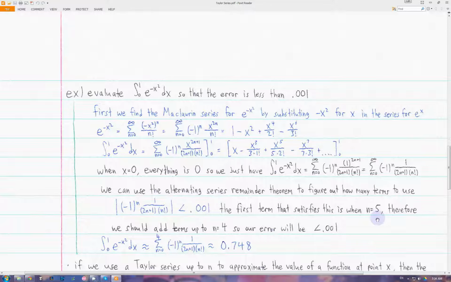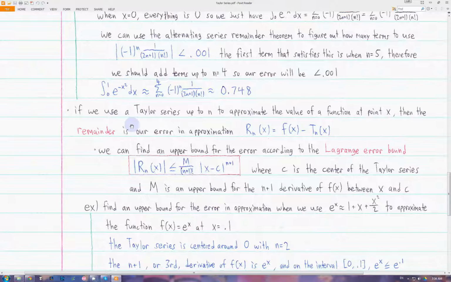So then we should use 5 minus 1, or n equals 4. We should approximate the sum by adding up the terms until n equals 4, and then our error will be less than 0.001. So now we can add up until n equals 4 using a calculator, or you could do it by hand if you really wanted to. And so we get 0.748. And you can check on your calculator, evaluate this integral, and you'll probably get an answer that's really close.